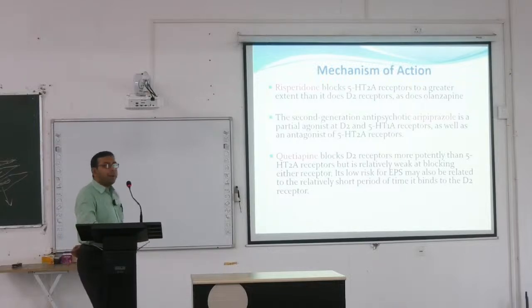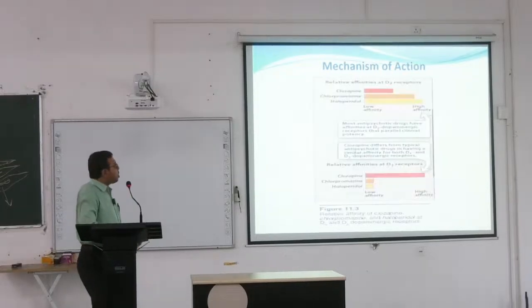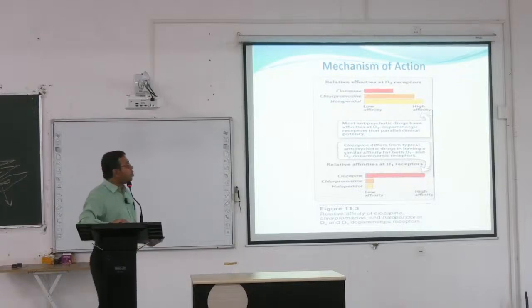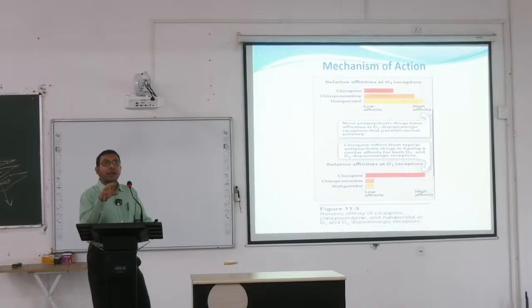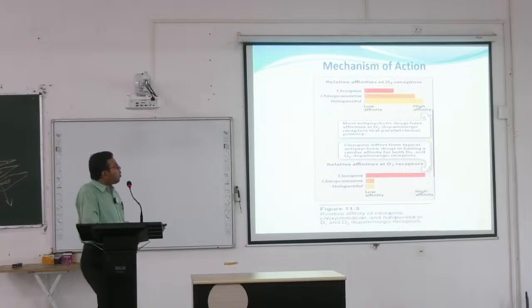Risperidone, aripiprazole, quetiapine are the different atypical antipsychotic drugs very commonly used nowadays. Risperidone blocks 5-HT2A receptors. Aripiprazole is a partial agonist at D2 and 5-HT1A receptors. Quetiapine blocks D2 receptors. They all have a low risk of extrapyramidal symptoms. So you can see the relative affinities for the D2 receptor. This affinity for the D2 receptor mainly causes the extrapyramidal symptoms, different types of movement disorder. So you can see clozapine, chlorpromazine, haloperidol. There is maximum affinity for the dopamine receptor for haloperidol.